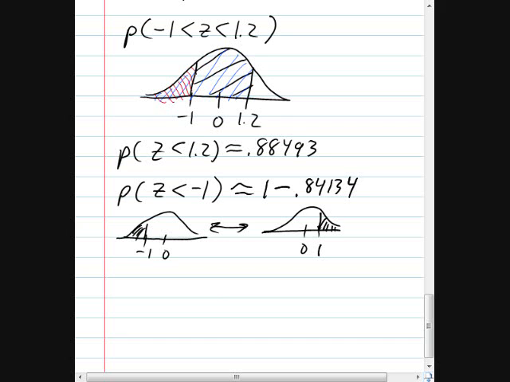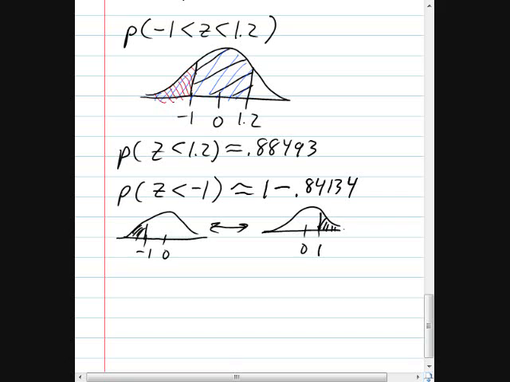Solving the two pieces that we discussed would work as follows. The probability that z is less than 1.2, that's the total area to the left of 1.2, so I can use the table directly. Looking up 1.2 in the table, I find that that probability is 0.88493. The probability that z is less than negative 1, to get the red shaded region, well, if we draw the bell curve, we see that it's the total area to the left of a negative number, which is equivalent to the total area to the right of the positive version of that number.